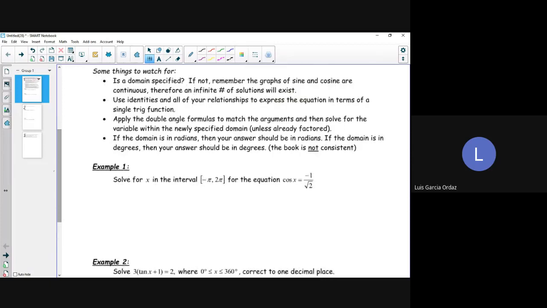So some things we want to watch for. Is the domain specified? If not, remember that the graphs of sine and cosine are continuous, and therefore an infinite number of solutions will exist if we don't have a specified domain. As you can see in example 1, this is our specified domain. We want from negative pi to 2 pi. So this is our specified domain.